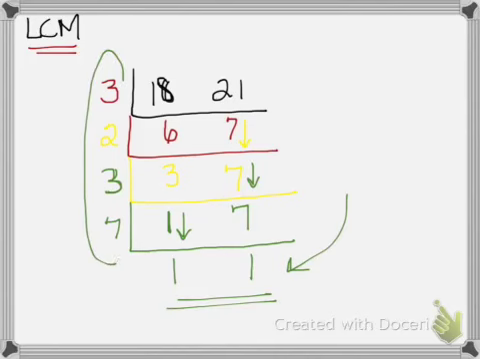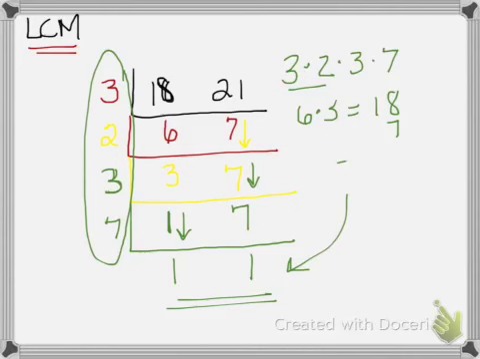And all I need to do is multiply my numbers here. So I have 3 times 2 times 3 times 7. So 3 times 2 is 6, times 3 is 18. And 18 times 7 is 126. Let's do another example.